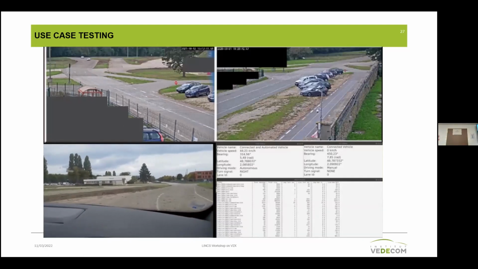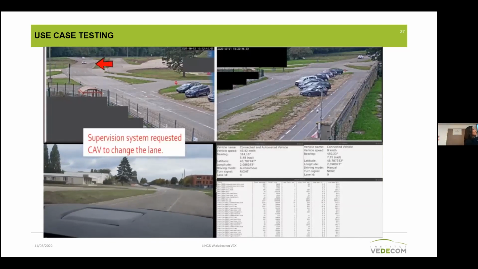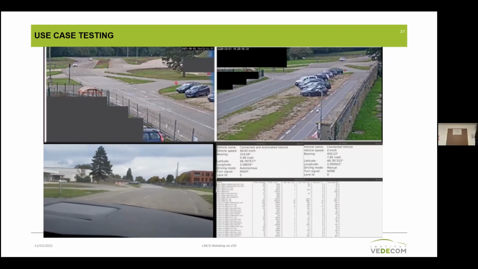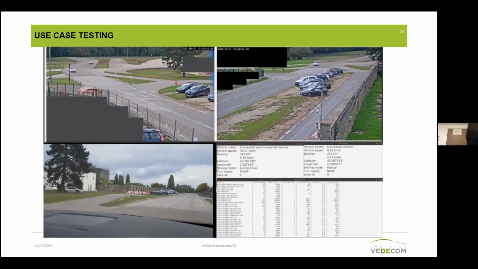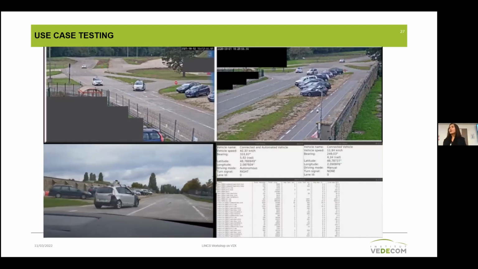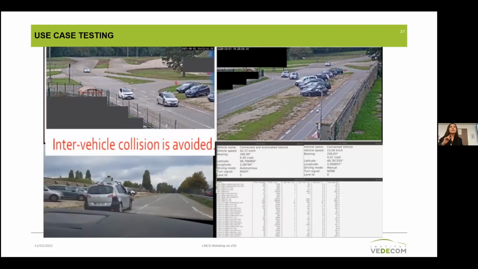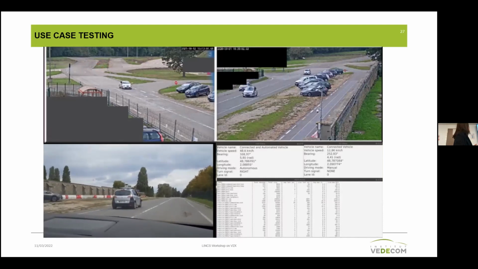Here the autonomous car is in the leftmost lane, and it will be asked to change the lane here, because, though we don't see it on the screen, the basic vehicle is trying to insert here. All the calculation has been made on the infrastructure side: data fusion, collision risk analysis, and so on.